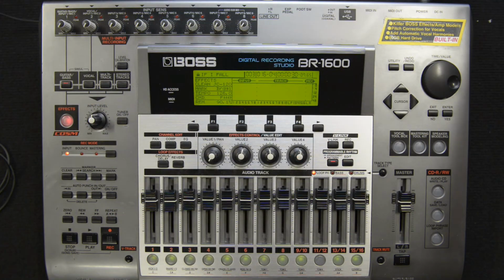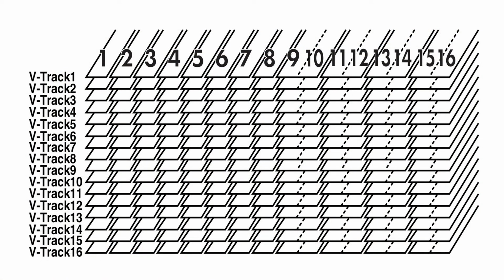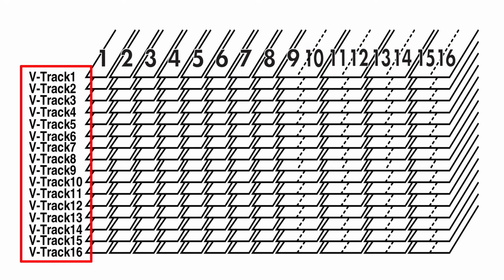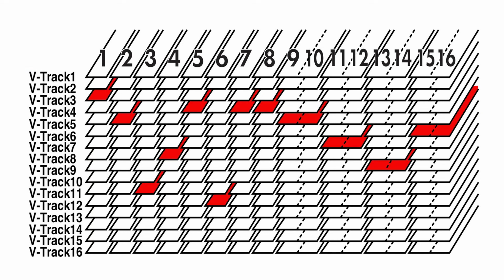The V-Tracks control which of the tracks will actually play. You can access that by pressing the V-Track button, and that takes you to the V-Track screen. This is a representation of how the V-Tracks are arranged on the BR1600. You have the 16 tracks shown across the top of the page, and directly below each track are the 16 virtual tracks. The diagram here shows one possible combination of V-Tracks that you could use for either recording or playback.